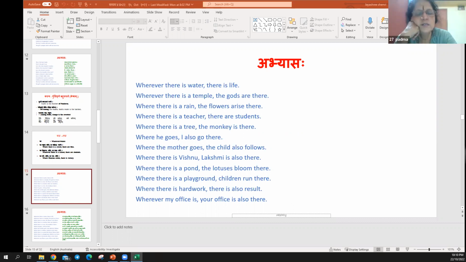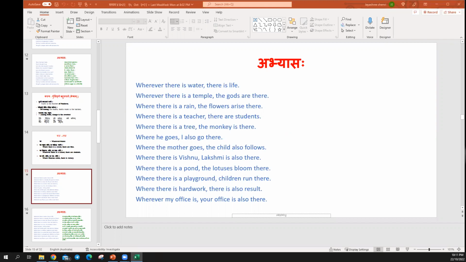Blossom means that sort of words only, it's very tough. Arise is different, blossom is different. But bloom, you can say vikasati. Lotuses bloom there. So how do you translate that? Tatra kamalam. Kamalam, kamalani.